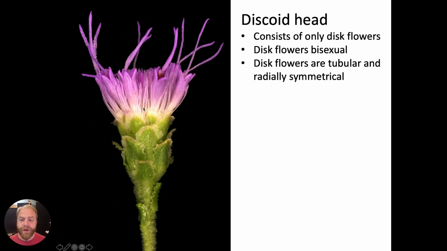And in this case, we can also see the phyllaries very beautifully. And we can see some of the pappus poking out, these long bristles. These long stalks are the styles exerting out of the flowers.